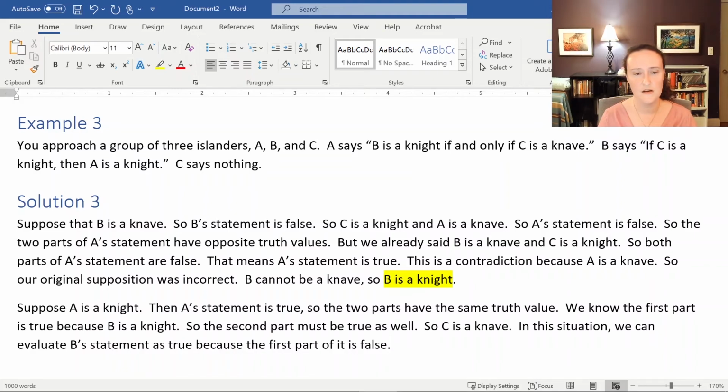Okay, so I don't see any contradiction. We know B is a knight, and in this situation, B's statement is true. We supposed A is a knight. That didn't lead to any contradictions, so we just got to try the other supposition, which means backing out of this hypothetical universe. Maybe it's the real world, I don't know. We can't really confirm it, and we'll try a different hypothetical universe.